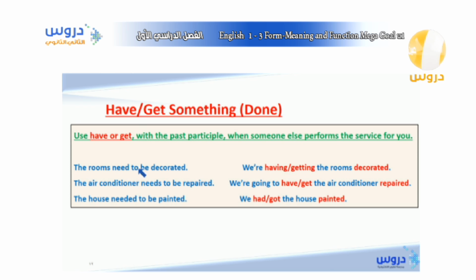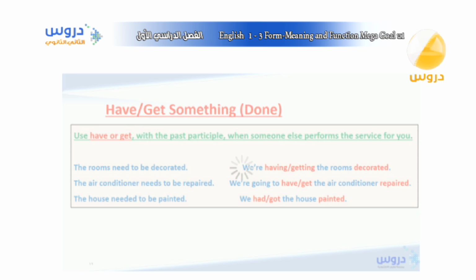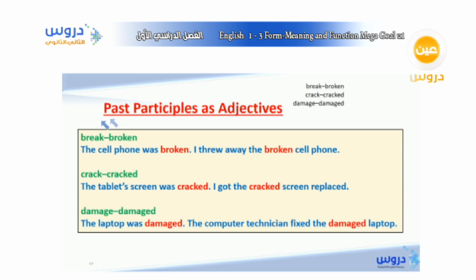The house needed to be painted here in the past. Needs, present. Need to, present. Needed, past. Had or got the house painted.